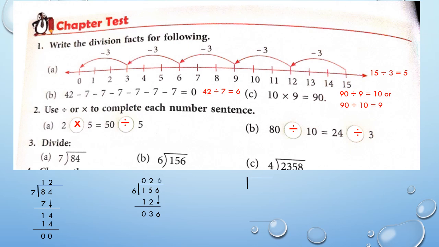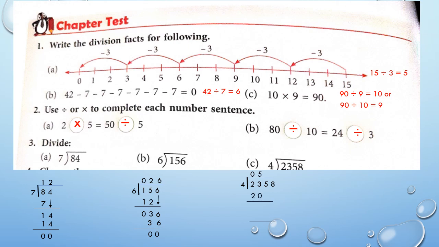practices. Now 2358 divided by 4. In the table of 4, 2 is smaller than 4. So first we have to write 0 on the top of 2. Now 23 divided by 4. So 4 fives are 20. 23 minus 20 is equal to 3. 3 minus 0, 3. 2 minus 2, 0.